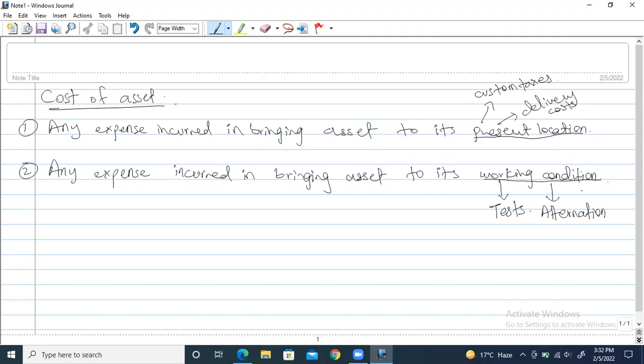Because if we don't do that alteration, if we just leave the machine like that and don't secure it with screws and all that, obviously it will move around and have a bad effect on its efficiency. It will not come into working condition if we don't secure it well. So these two things are important, and they will be included in the asset's cost. Okay, got it.